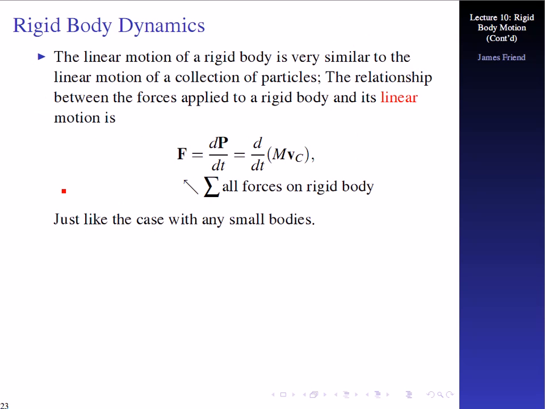Okay, rigid body dynamics. If we talk about the linear motion of a rigid body, it is very similar to the linear motion of a collection of particles. Okay, the relationship between the forces applied to a rigid body and its linear motion is just the same as what we had for a collection of small bodies. Okay, the sum of the forces on the rigid body is equal to the rate of change with time of its linear momentum.